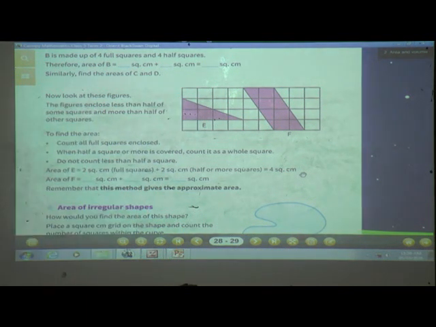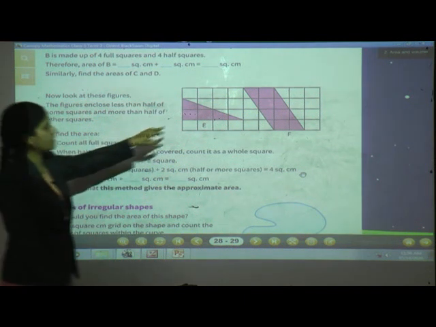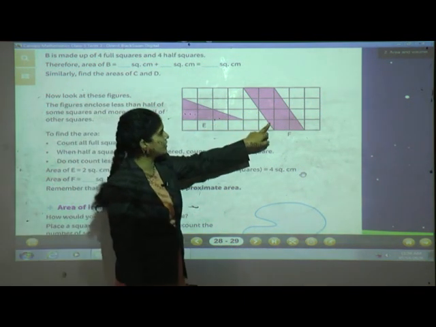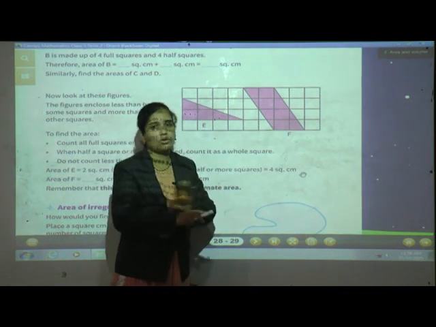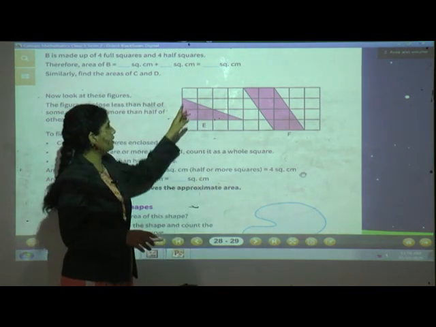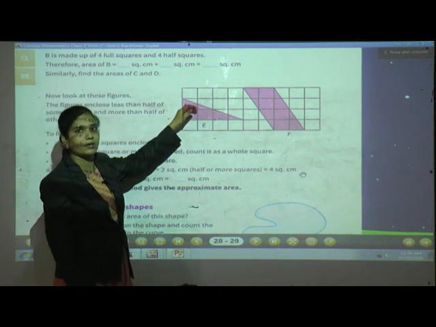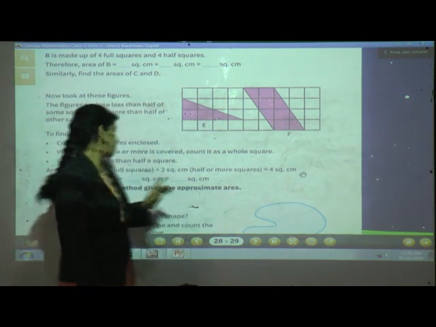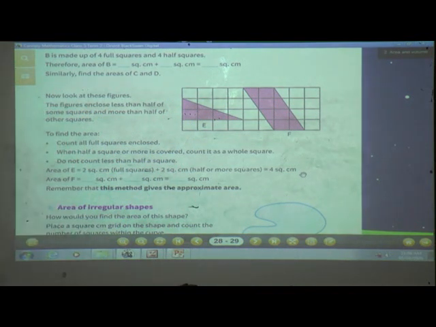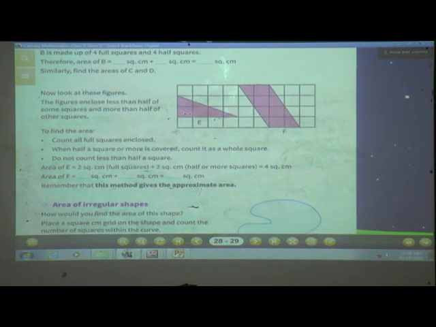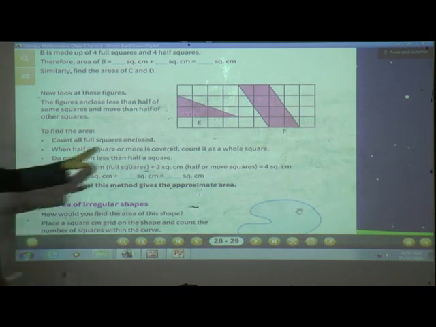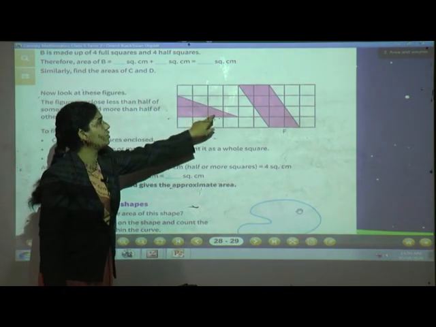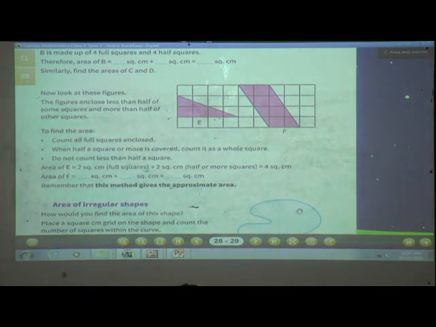Again, do not count less than half a square. See, this one is less than half, this here. So, do not count it. But if the shaded part is more than half, take it as a full square. So, in this way, we can find the area. Here, area of E. Here, 2 full squares and 2 half squares. Here are the 2 full squares and 2 half squares. So, the area is 4 square centimeter.